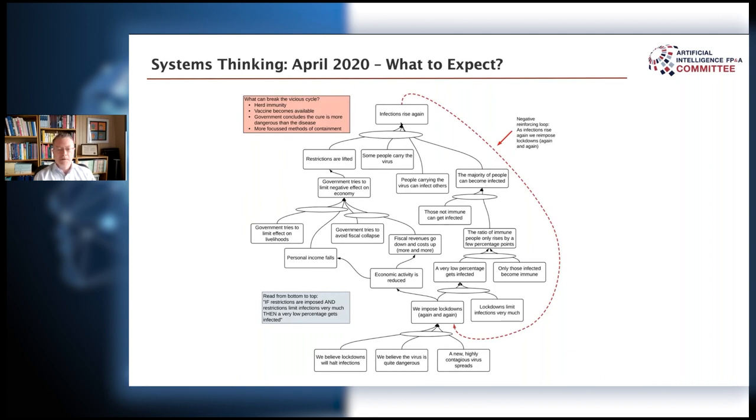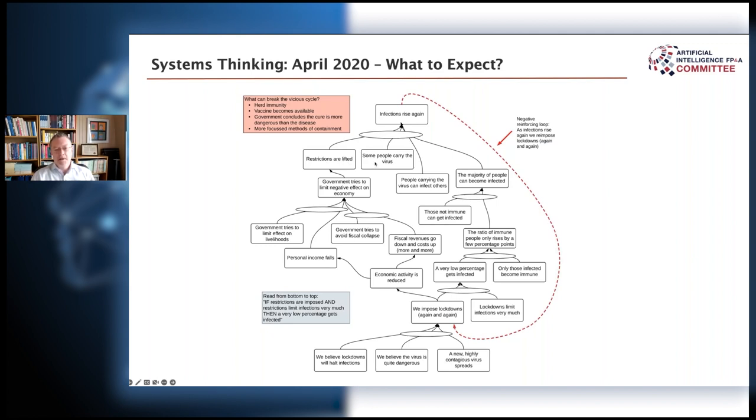Okay, so this is the first part here. What happens also is that with the lockdowns, economic activity is reduced, which means that fiscal revenues go down and costs go up, and personal income falls. The government tries to counter those effects, which means eventually that the government lifts the restrictions.